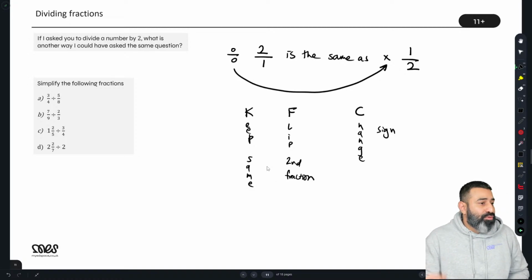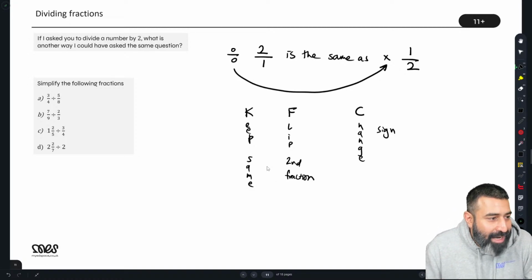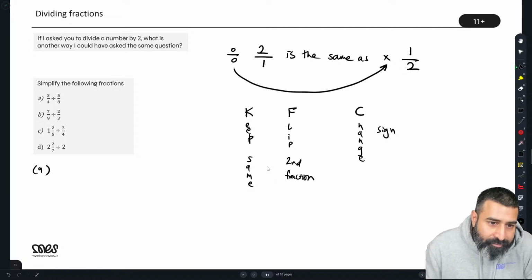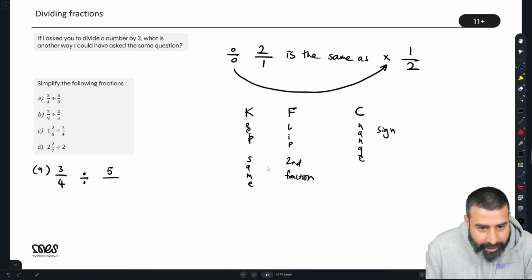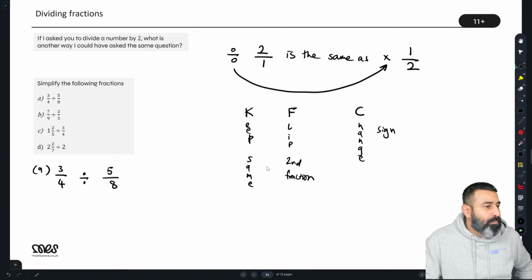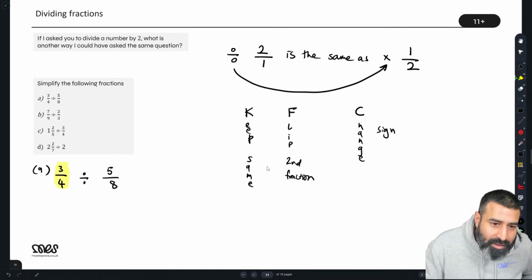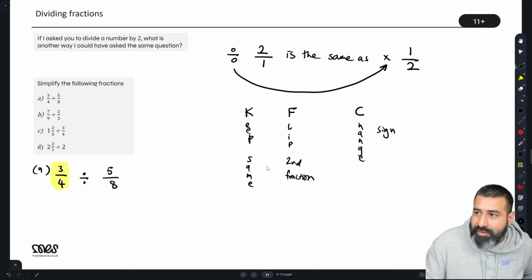So let's put this into practice, okay? Go KFC if you're hungry. Yeah, absolutely. So keep, flip, change. So let's have a look at A. So we've got 3/4 divided by 5 over 8. Okay, which one are we going to keep the same? Never heard it? You heard it now. Okay, so we'll keep that the same. So we've done the K bit, okay?